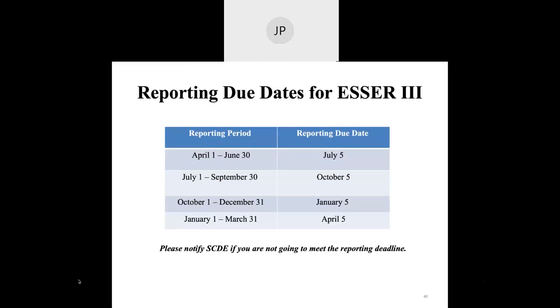Some reporting due dates. These are consistent with the CARES Act and ESSER II reporting due dates. Keep these dates in mind. For the quarters, April 1st through June 30th, your reporting deadline is July the 5th. July the 1st through September the 30th, your reporting deadline is October the 5th. October 1st through December the 31st, your reporting deadline is January the 5th.